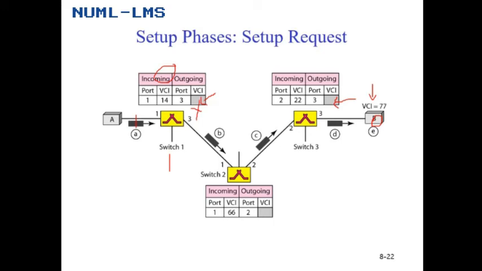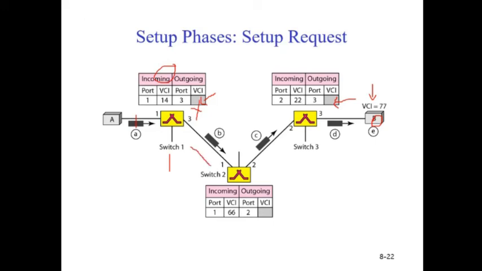The switch creates an entry in its table for this virtual circuit, but it is only able to fill 3 of the 4 columns. The switch assigns the incoming port 1, chooses an available incoming VCI 14, and the outgoing port 3. It does not yet know the outgoing VCI, which will be found during the acknowledgement. The switch then forwards the frame through port number 3 to port number 2.